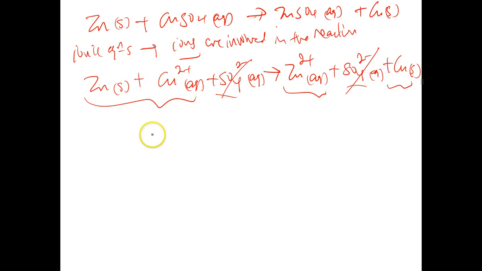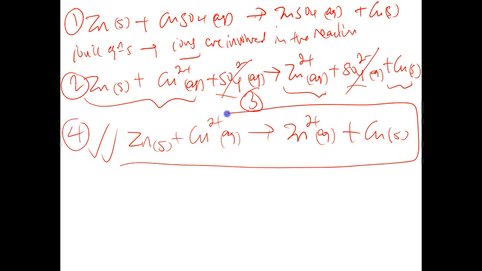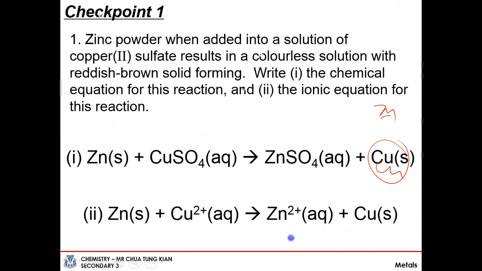So if we rewrite this equation out now, we will have Zn solid plus Cu2+ giving us Zn2+ and copper solid. So there we have it. We have the ionic equation. So very simple. Step 1, write equation. Step 2, dissociate whatever you can dissociate into ions. Step 3, cancel all the ions that are the same on the left and right side. And step 4, rewrite the equation. And this is your ionic equation. So zinc displaces copper 2+ from solution to give you zinc 2+ plus copper solid. Right? And we have this equation here.